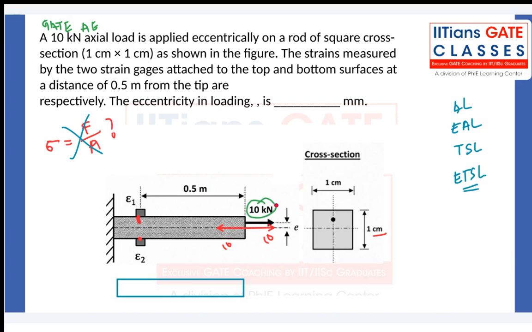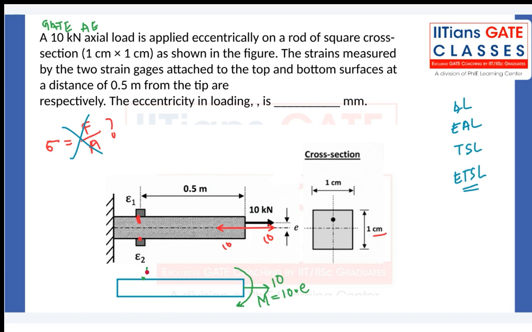Now look at this. This is a 10. This is a 10. 2 equal loads, opposite in direction, separated by some distance E and acting on the same plate. It is going to produce a couple. And what will be the magnitude of the couple? The magnitude of the couple can be given by 10 into E. You will understand this. What is remaining is this 10 Newton, which is an axial load.